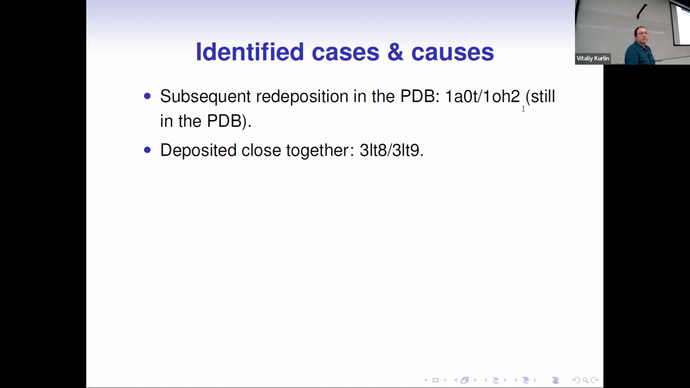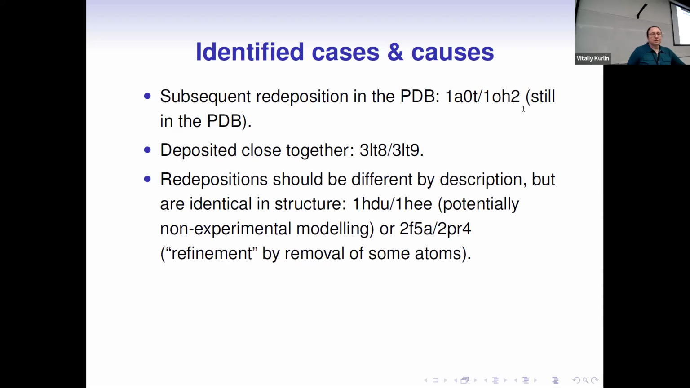Some of them were deposited very close together. Maybe there was a mistake in one of the depositions, maybe some uncertainty, but they still are both there. Sometimes the depositions should be different because they have quite different descriptions, but still the geometric structure is the same. For example, the first case hints at possibly non-experimental modeling, when people thought that something should look similar to another protein, and then just substituted the numbers from the first protein into the second guessed protein. Well, can we call it an experimental structure?